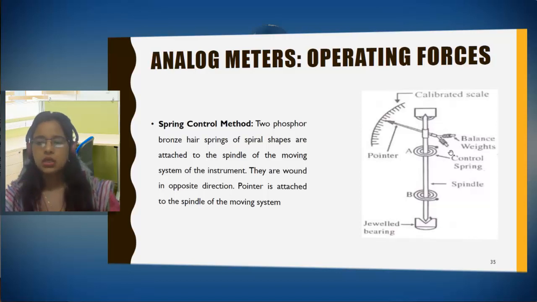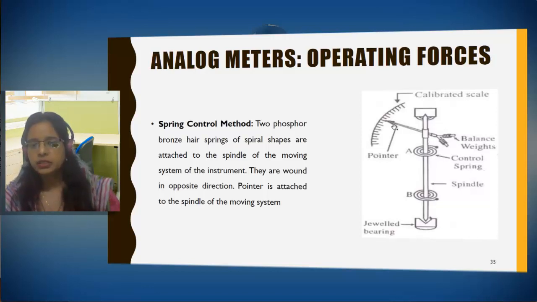Now how does it work? The spindle is attached on two bearings. Bearings, you know, are what the moving system rotates or moves upon. They provide smooth rotation or movement of the moving system. So the spindle is attached to two jewel bearings, and on these, two control springs are attached, and one pointer is there.